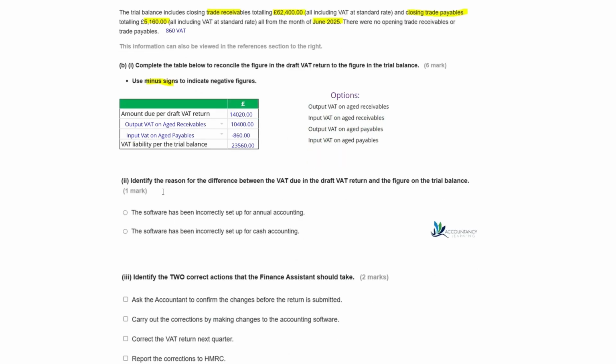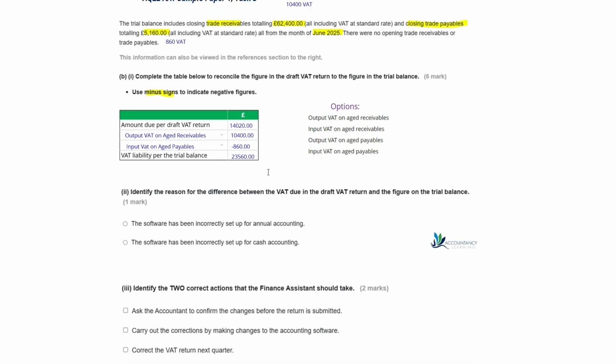Going on to the second part of this question, we've got to identify the reason for the difference between the VAT return and the figure on the TB. And the reason for that is because it's only taken into account the cash that has been received, because it hasn't taken into account the aged receivables or aged payables. So the VAT return is only taking into account the cash, so therefore the software has been incorrectly set up for cash accounting.